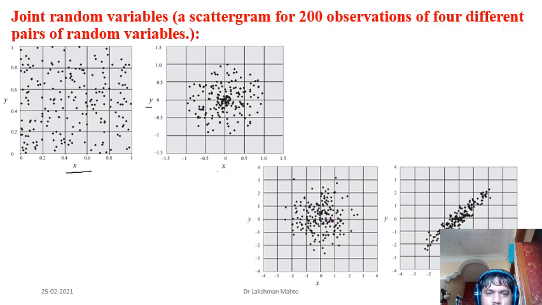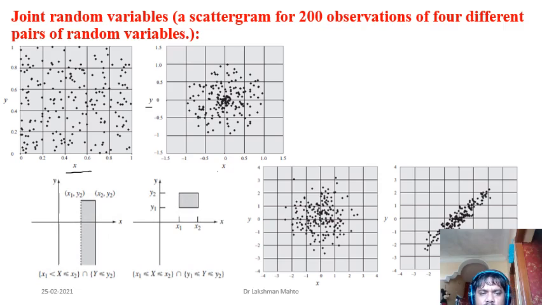Here you don't observe any correlation between the value of random variable x and the value of random variable y. Similarly, you observe very little correlation between random variables x and y here, and here you observe very high correlation between the values of random variables x and y. So this is actually a joint random variable. Jointly these are considered.